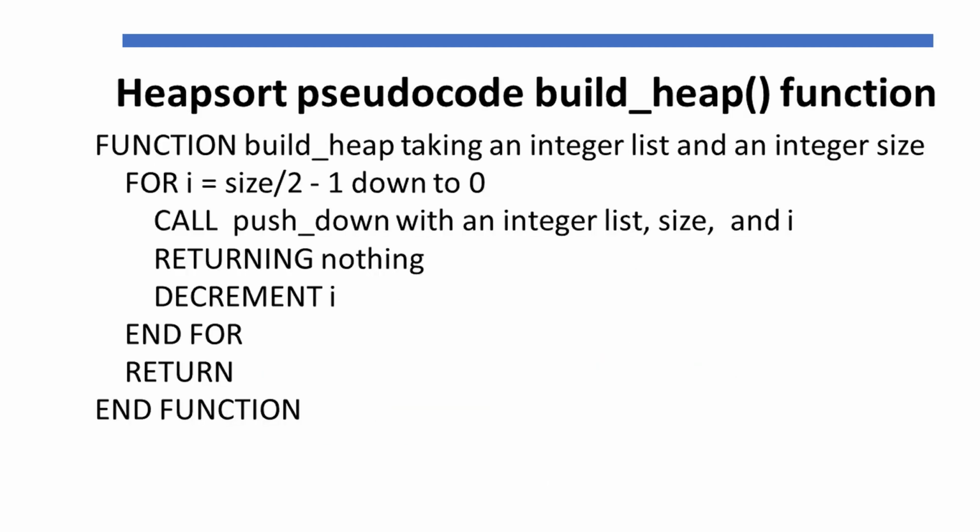Heapifying the list is done by the build heap function. This will create a max heap from the unsorted list, since the complete binary tree is not initially heap ordered. The build heap function heapifies each subtree from the bottom up. The build heap function starts calling the pushdown function with size divided by 2 minus 1. The reason we start at position size divided by 2 minus 1 in the list is that that is the last node in the complete binary tree which has a child.